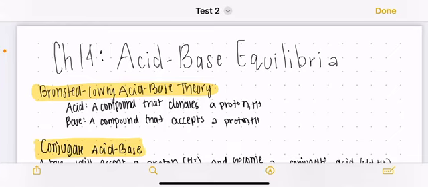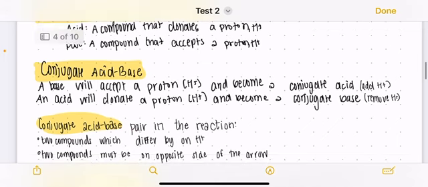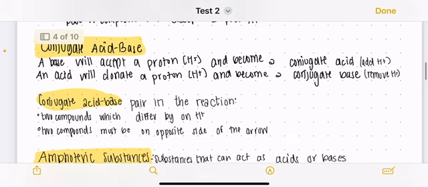A review of acid-base equilibrium for Chapter 14. The Bronsted-Lowry acid-base theory says that an acid is a compound that donates protons, H+, and a base is a compound that accepts protons, H+. The conjugate acid-base pairs: a base will accept a proton and become a conjugate acid, and an acid will donate protons, H+, and become the conjugate base.